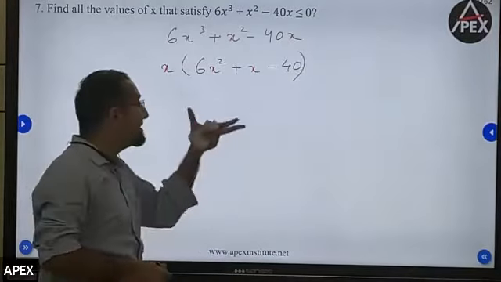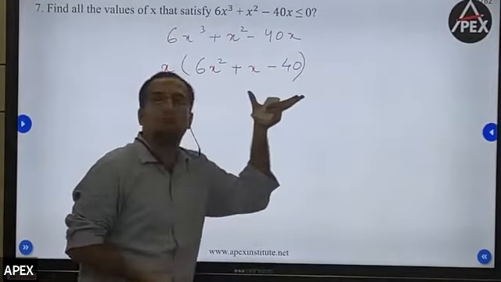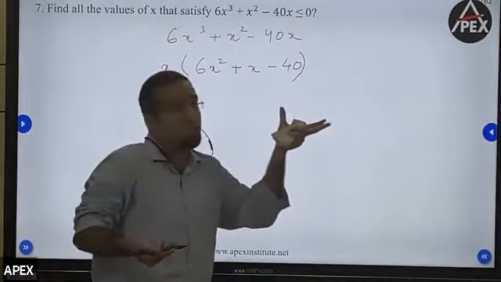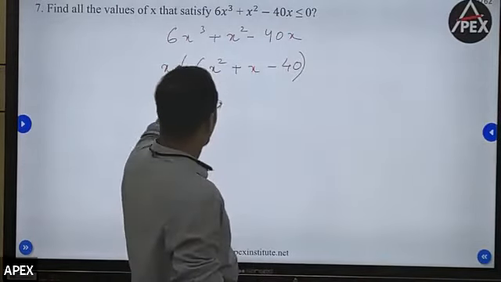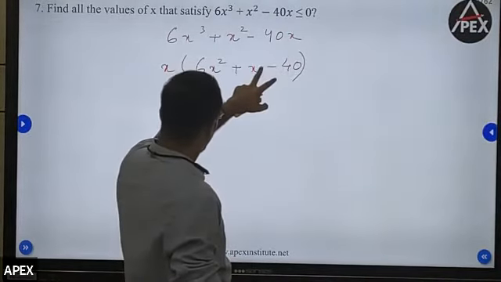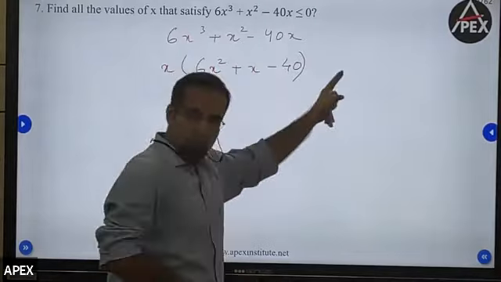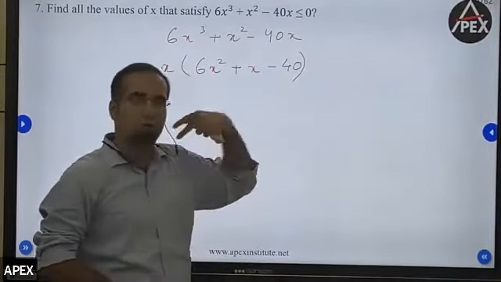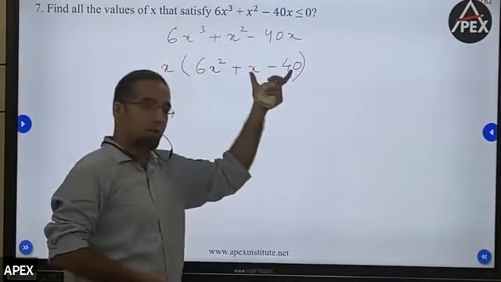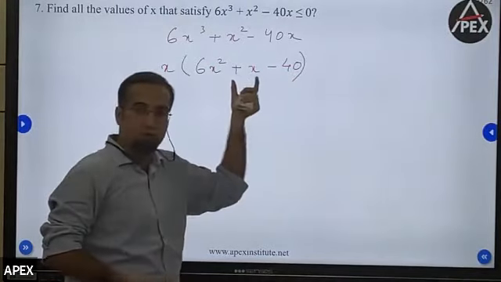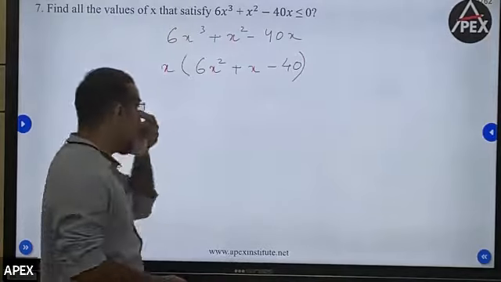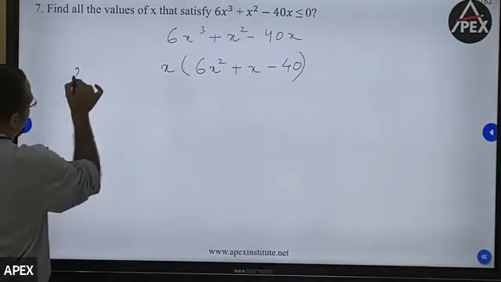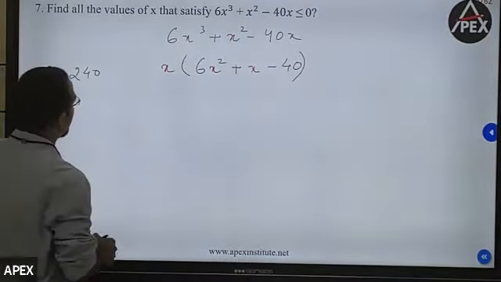Now what do I see here? I see this as a quadratic equation. So can I solve a quadratic equation? Yes. Let's try to simplify. What do I get here? 6 into 40 is how much? 240. So I need two numbers whose product is equal to minus 240 and whose sum is equal to plus 1. So what are those two numbers? 15 and 16. If you have a problem, you can start doing this. So let's say 240 here.